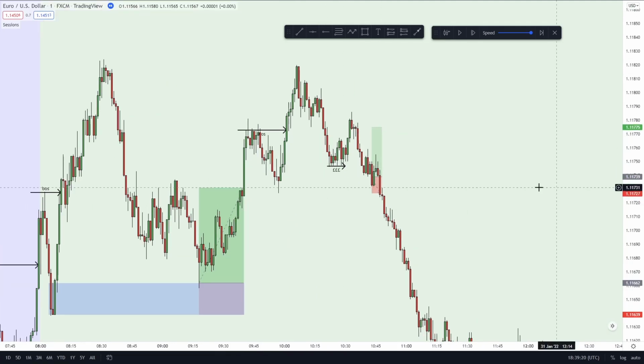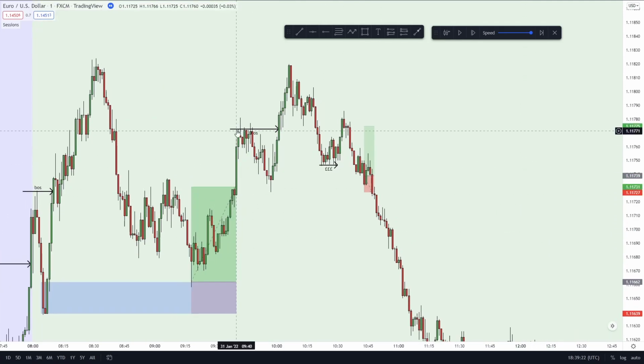So the next trade that I was looking to take, obviously, price sort of moved up here, pulled back, pushed up again, breaking more structure to the upside, sort of made relative equal highs, didn't break above this structure, but price was still looking pretty bullish to me.